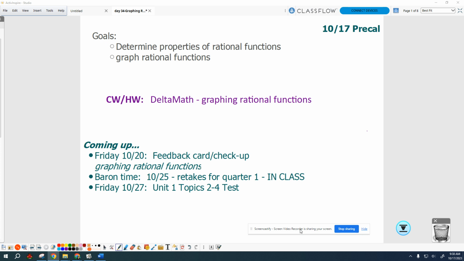And other things that are coming up next week: feedback card this Friday, and overall unit test next Friday for all things graphing rational functions and working with rational functions, finding vertical asymptotes.